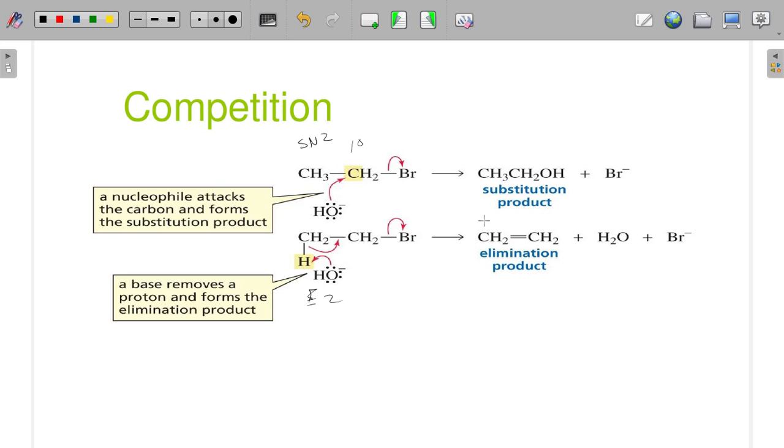What we are going to find is when they compete, though, substitution is always favored, and that's mainly because of that attack. If substitution is possible, it's a little bit easier for it to directly attack that more electrophilic carbon than it is to attack a hydrogen that's off to the side, minding its own business. So the substitution product is always more favored.